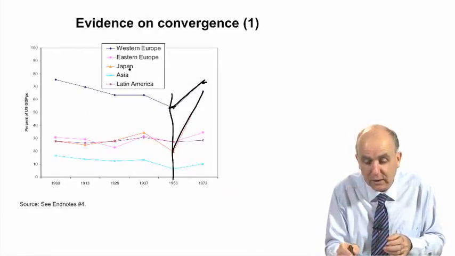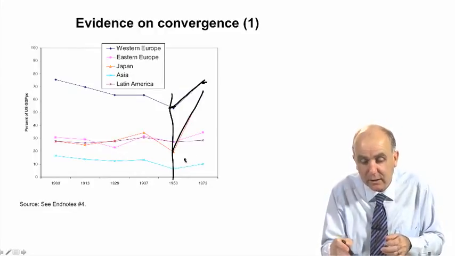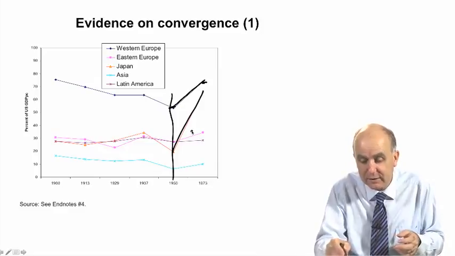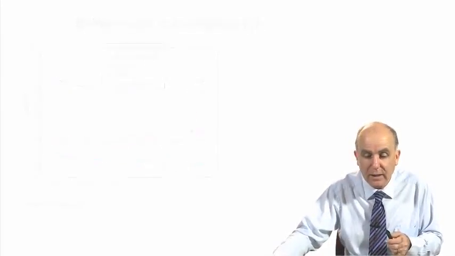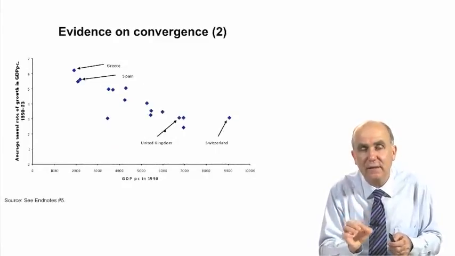Other regions of the world, though, other parts of Asia, Eastern Europe and Latin America, you can see didn't experience anything like that degree of convergence. Another perspective on convergence is to think at the country level within Europe.